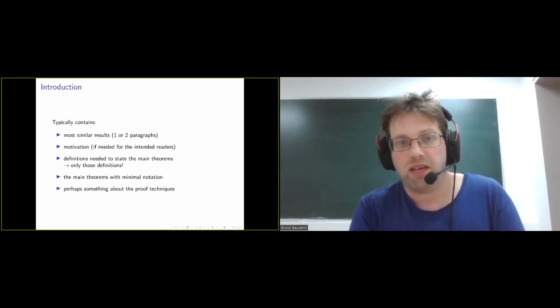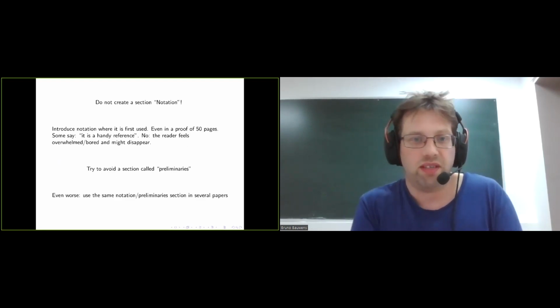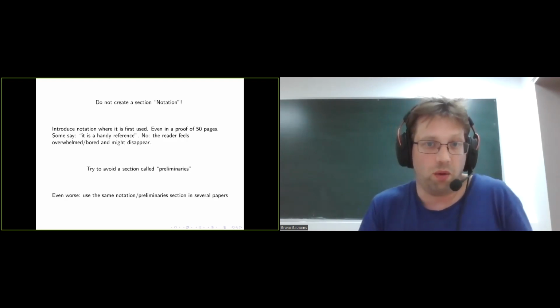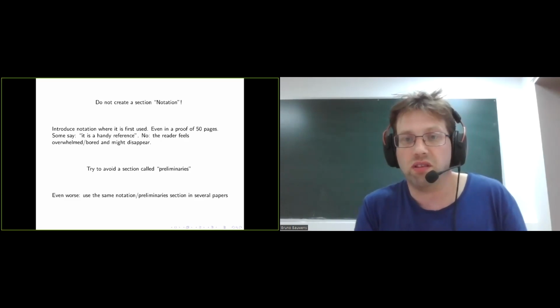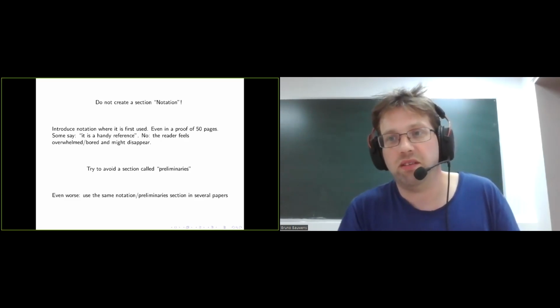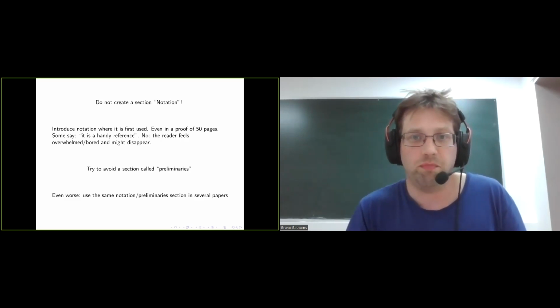So the second bad thing that people do is, after they've stated the theorems in optimal form, in very nice, concise form, they create a section on notation. And they introduce the notation for all of the paper.